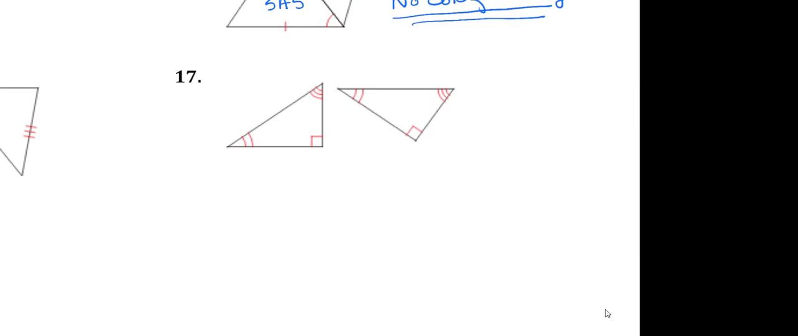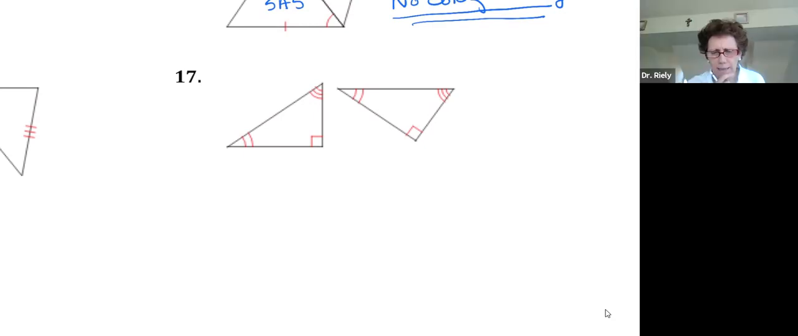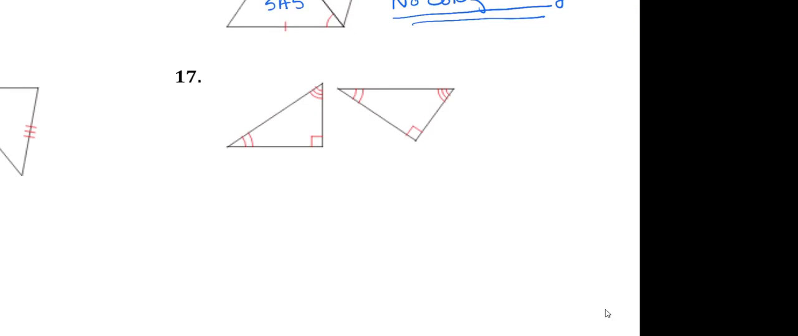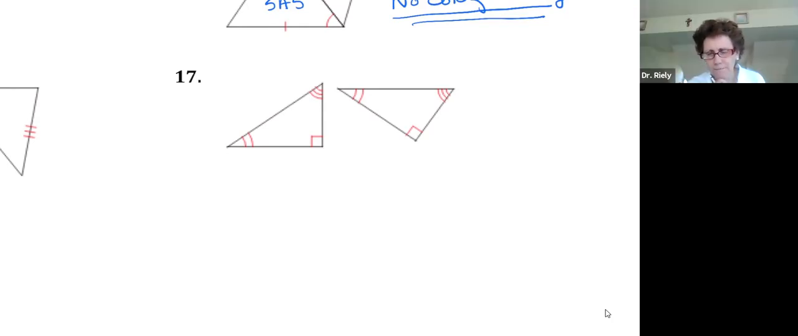I think it's angle, side, angle. Okay, where do you have a marked side? Oh wait, no, never mind. It's HL. Okay, where do you have a marked side? Are any sides marked?